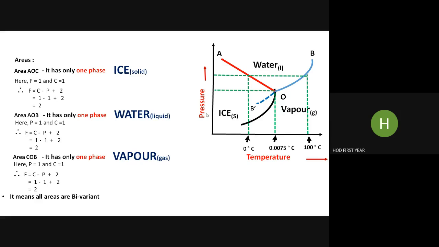So we need to fix both pressure and temperature to define the condition of the system at any point in any area. It is therefore necessary to fix both temperature as well as pressure to define the condition of the system at any point in any area. So this is the way you should write or explain areas. Okay, this is a sufficient explanation.